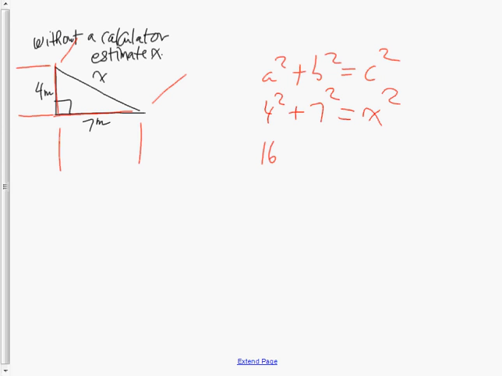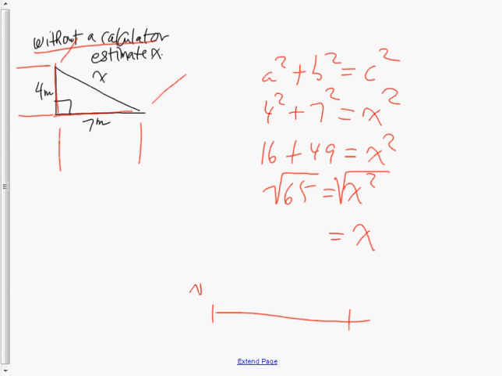4 squared is not 8, it's 16. And when I work this out, I get 65, I think, equals x squared. And isolate the variable. If you square root x squared, you'll get x. Whatever you do to one side, you do to the other. So the square root of 65, without a calculator, we can use this number line.